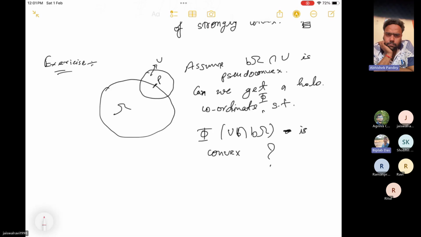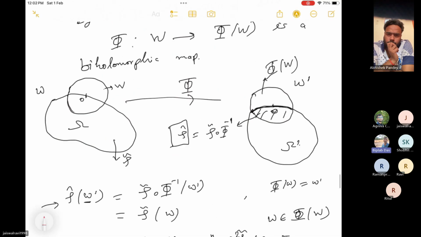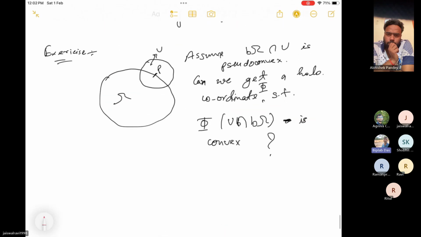So the result, phi of omega intersection boundary of omega is strictly convex, is it equivalent to saying that phi of omega intersection U is strictly convex? We proved that last term, right? If one point is strongly pseudo-convex, then we can always find holomorphic coordinates such that phi of the boundary of omega intersection U is strongly convex. So I'm asking, is the boundary of omega intersection U strictly convex equivalent to omega intersection U being strictly convex?